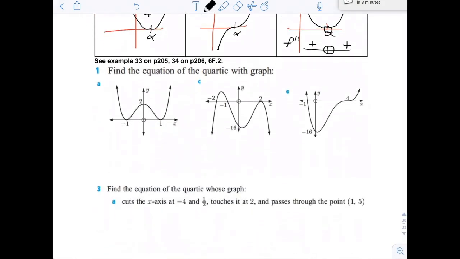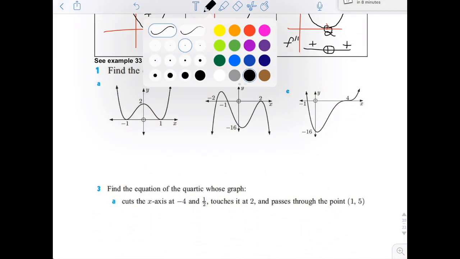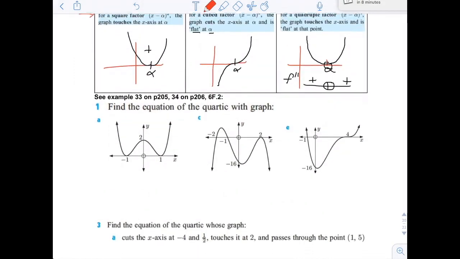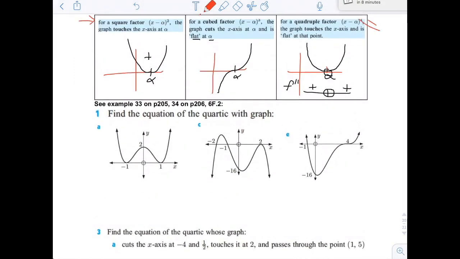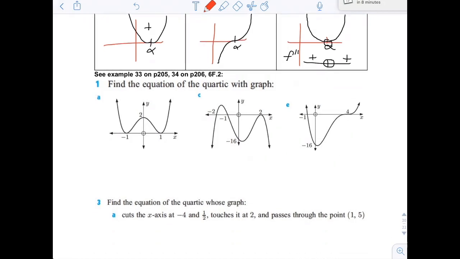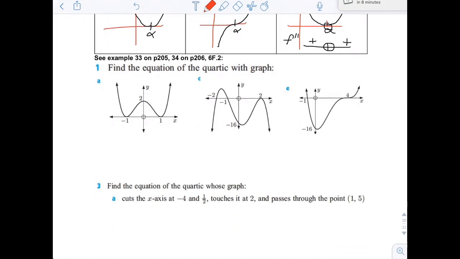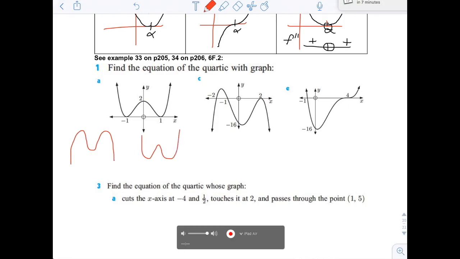Okay, but that's a specific, rare quadruple factor. Most of the time you're not going to have the same factor 4 times. You're going to have 4 different factors maybe. So let's look at different types of quartics. Quartics can look in general like camel humps, like a W, because in general, quartics change direction 3 times. 1, 2, 3. You get it?